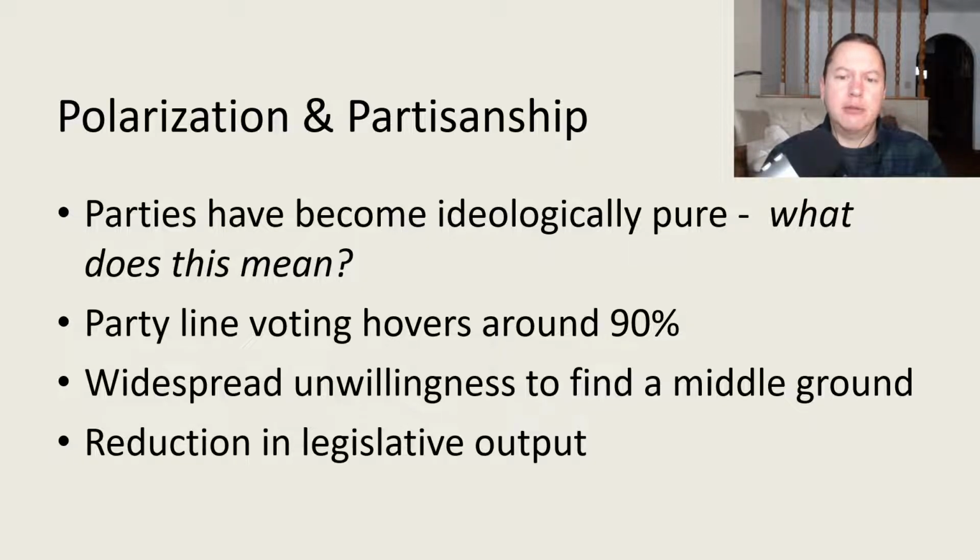Party line voting is hovering around 90%. Party line voting means what percent of Democrats voted with the Democrat-favored position and what percentage of Republicans voted with other Republicans. What we're seeing is a widespread unwillingness to find a middle ground. We're also seeing a reduction in legislative output. Remember, in the Senate, you need effectively a supermajority. You need 60 out of 100 votes just to bring a general roll call vote on a new piece of legislation.